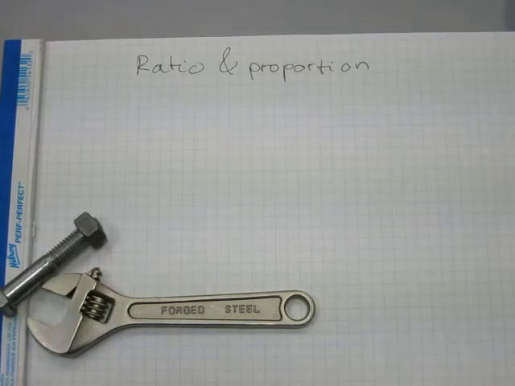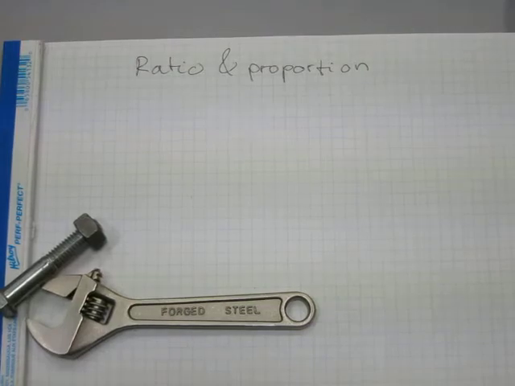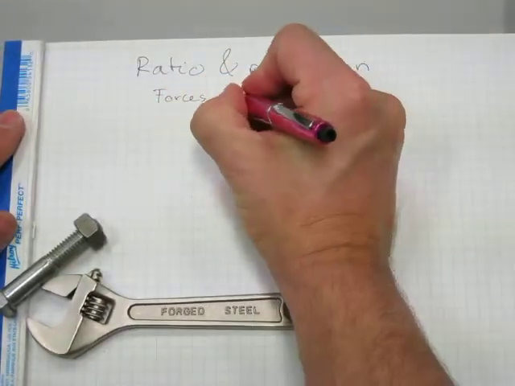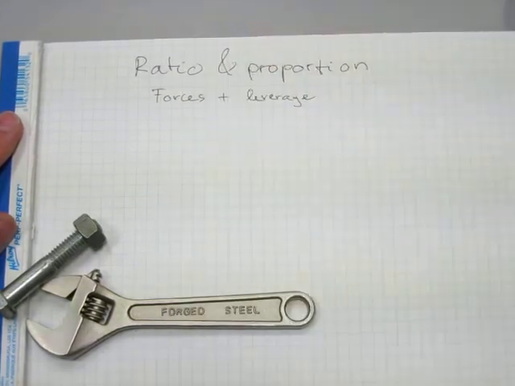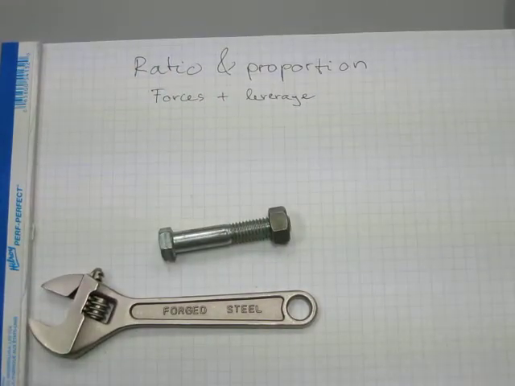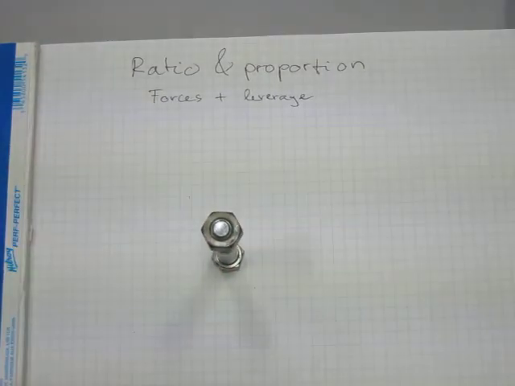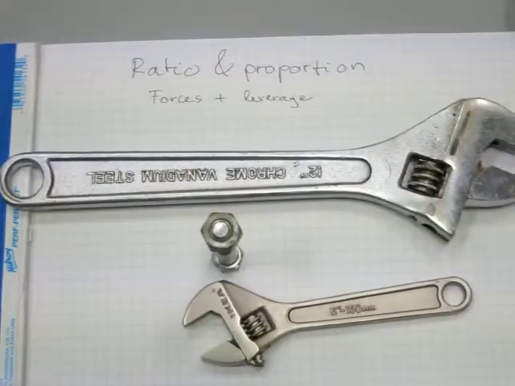In this video, I will show you two calculations, one from the area of physics, another one from chemistry. The first calculation from physics will involve forces and leverage. Here is the situation. You're trying to tighten this bolt. Say this is in your kid's bunk bed and you are assembling it. And you have two wrenches, a small one and a big one.